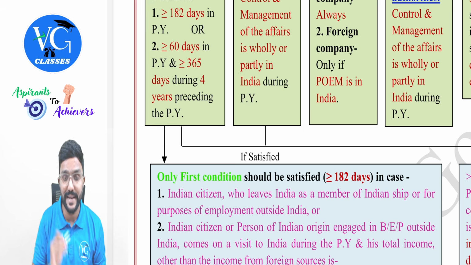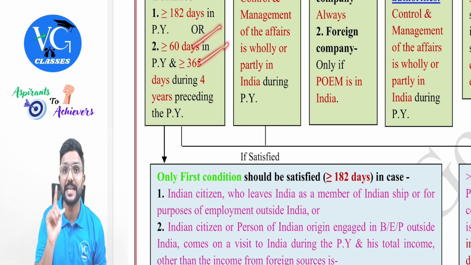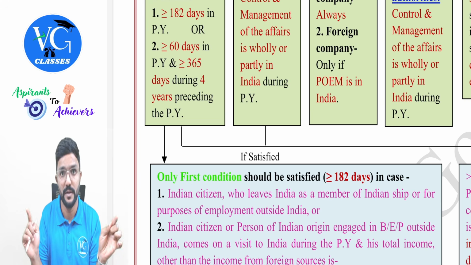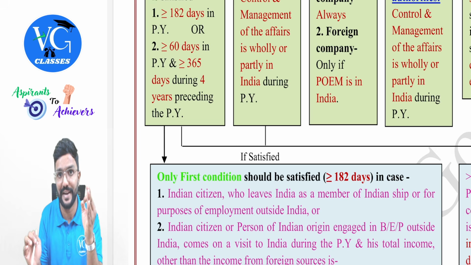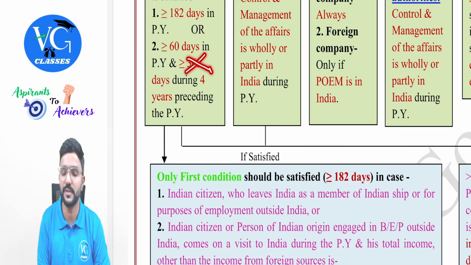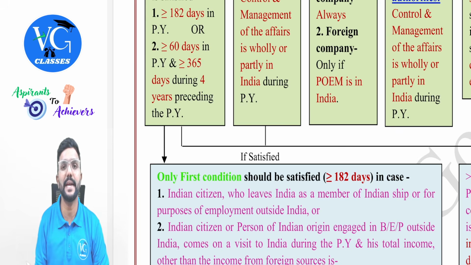And please be careful. Both of these conditions have to be satisfied. Means the second condition has two cumulative points. Both of them have to be satisfied, guys. For example, sir, an individual was in India for 60 days or more during previous year. But in last 4 years, they were not in India for 365 days. Is second condition satisfied? No, guys. Second condition is not satisfied.